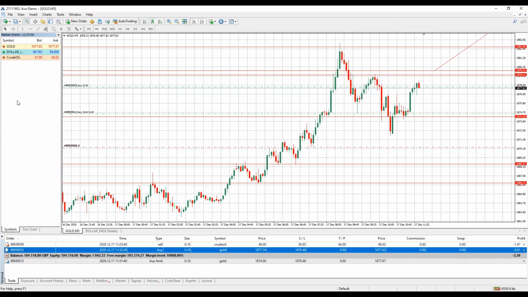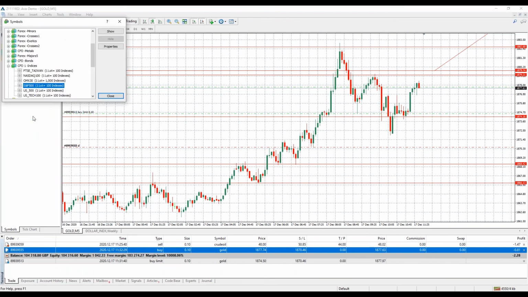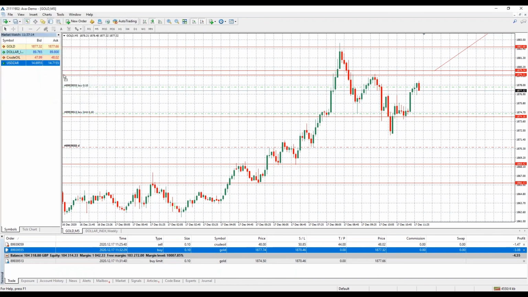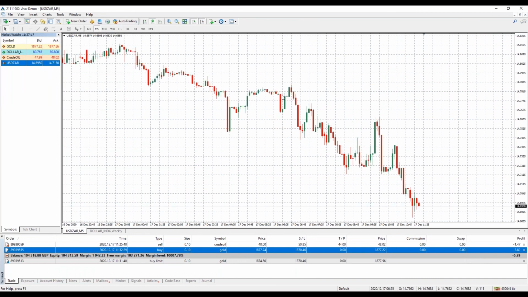Hide all. Then you go to symbols. Then you go to where you find the asset. There it is. Now you click show. Now we have it. And there we go. Okay, so now we take a look at USD ZAR.